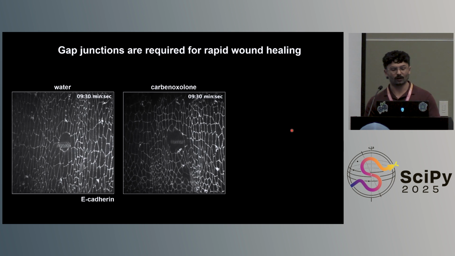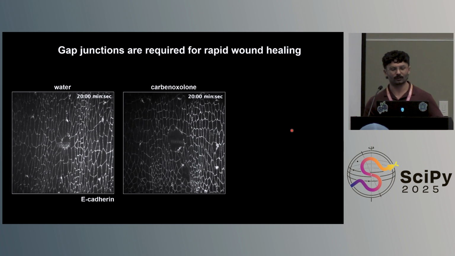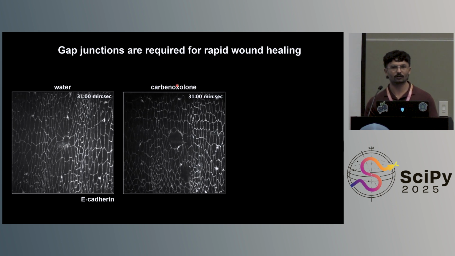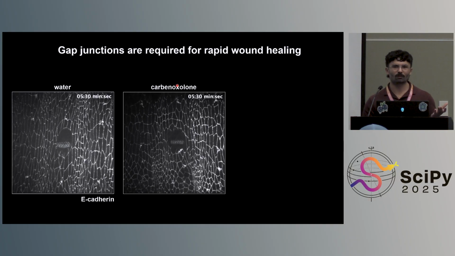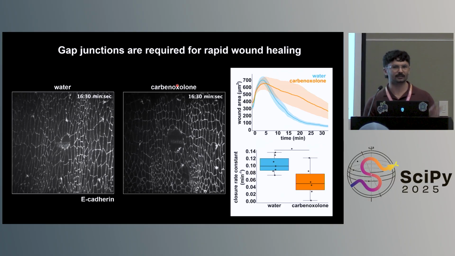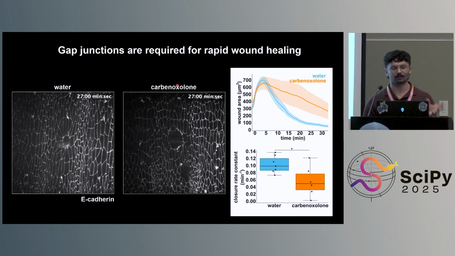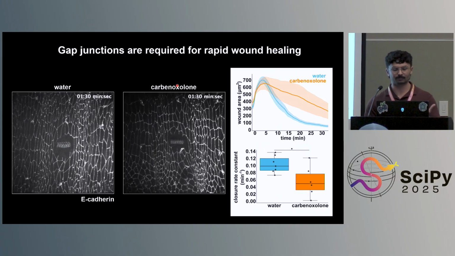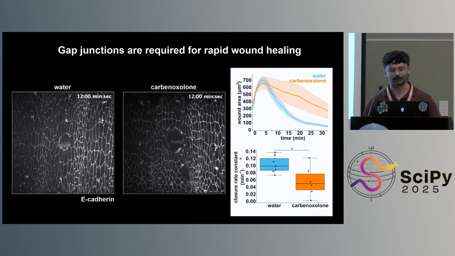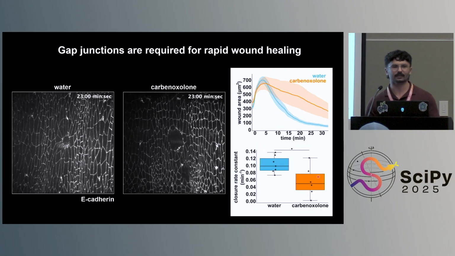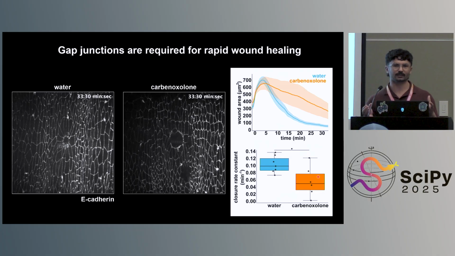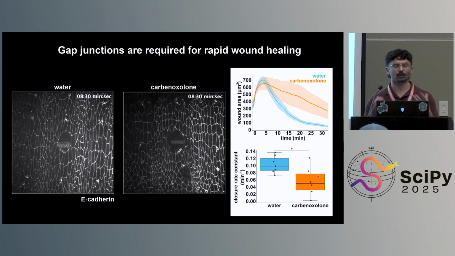And what I noticed when I blocked gap junctions with the pharmacological gap junction inhibitor carbenoxolone is that, first of all, wounds close more slowly, and we can segment out the wounds to get wound area over time, fit an exponential decay to that, and extract a closure rate constant. And we see that, indeed, when we block the propagation of this calcium wave, embryos have trouble closing these wounds.